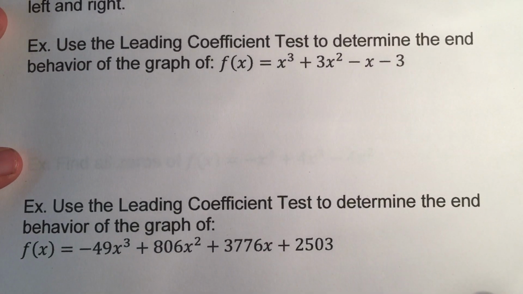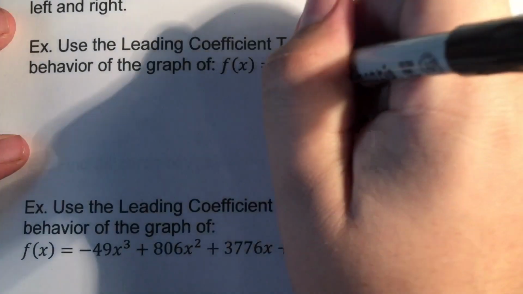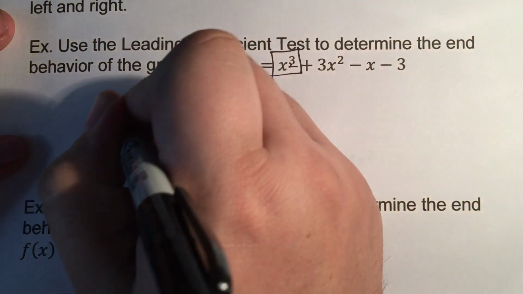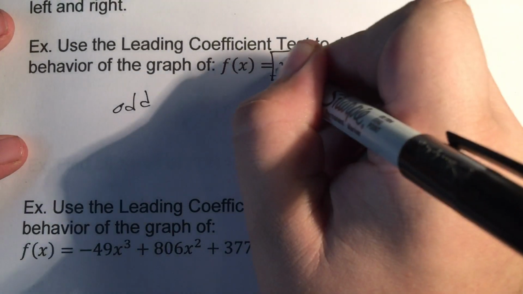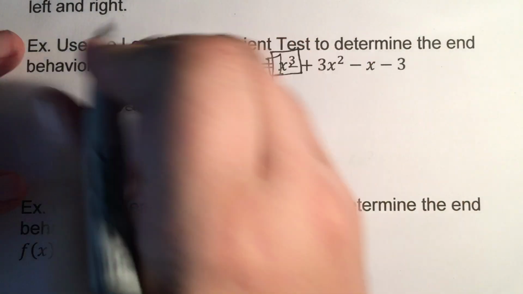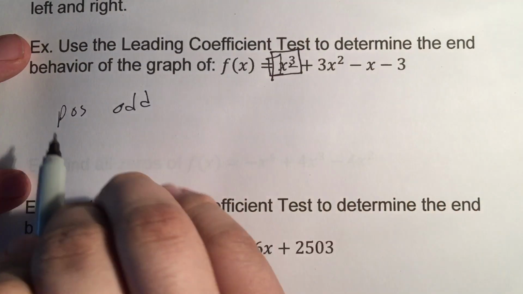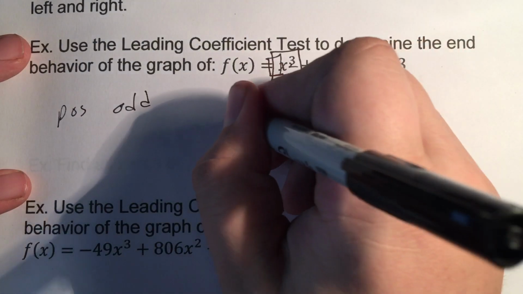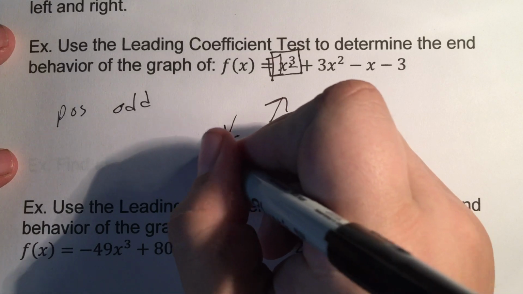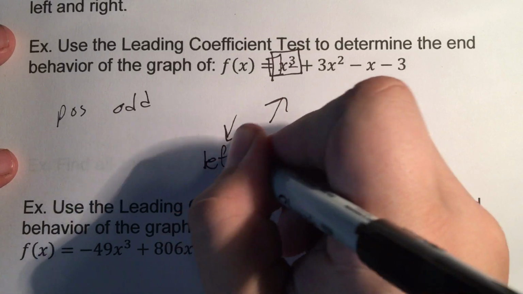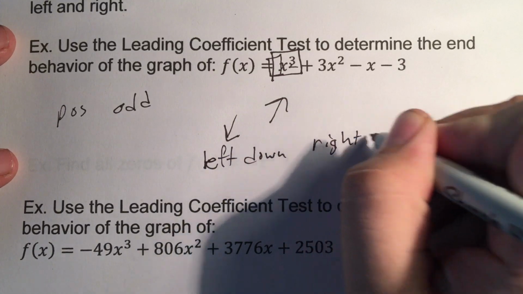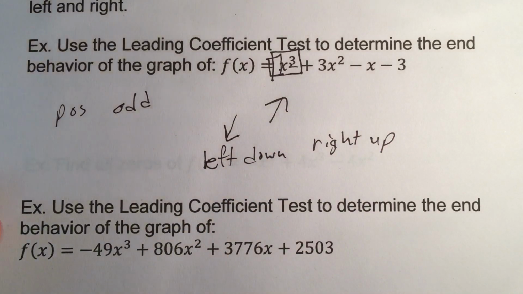So use the leading coefficient test to determine the end behavior of the graph. This is where we're looking. First off, the exponent is odd. Then the number in front: if there is no number in front, it's 1. We don't have a negative, so it's going to be positive. So positive and odd, the left is going down, the right is going up. So left down, right up is what's going on there.